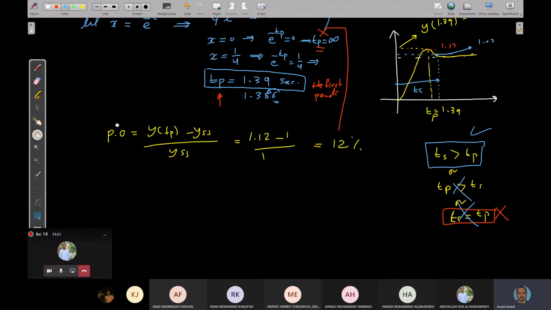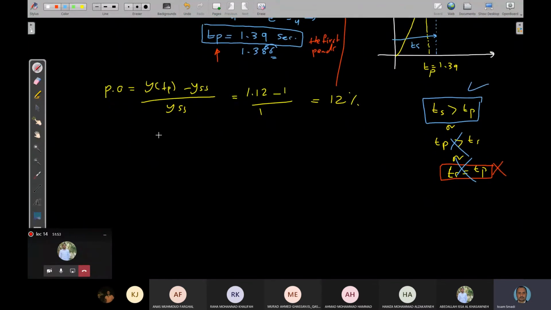So now let's calculate TS. How to calculate the TS? The settling time, how to calculate it?